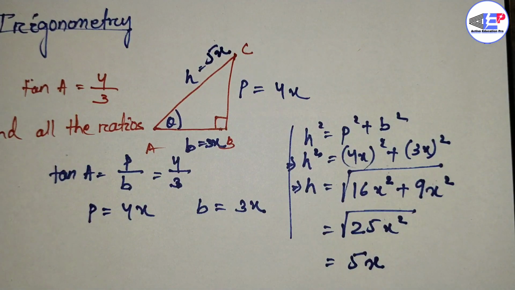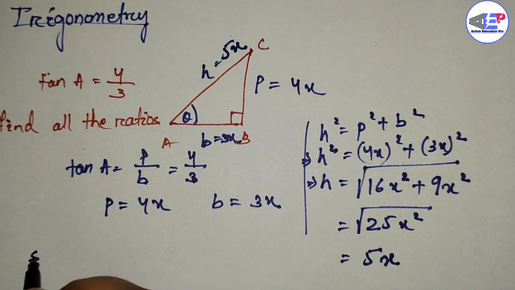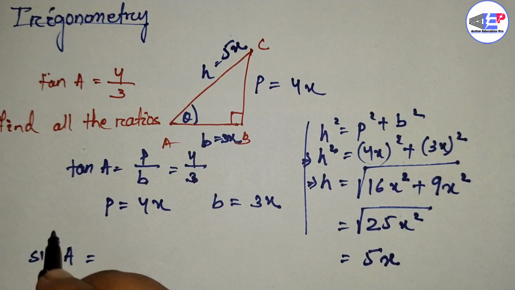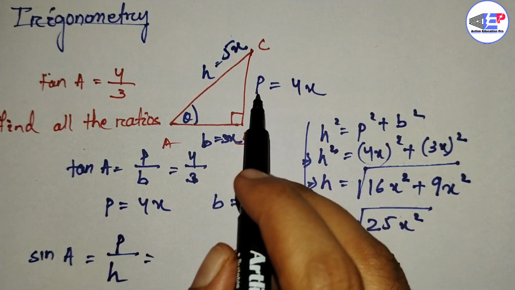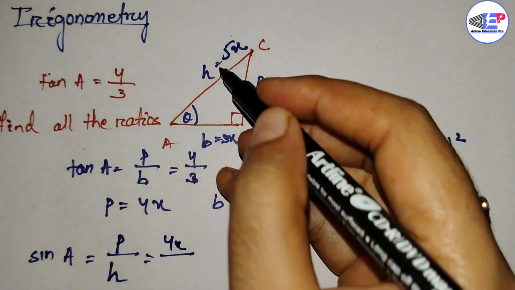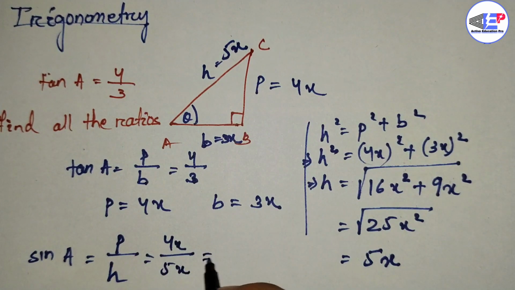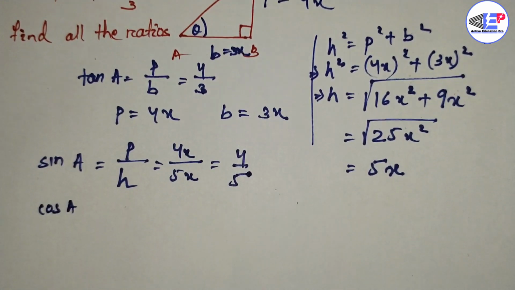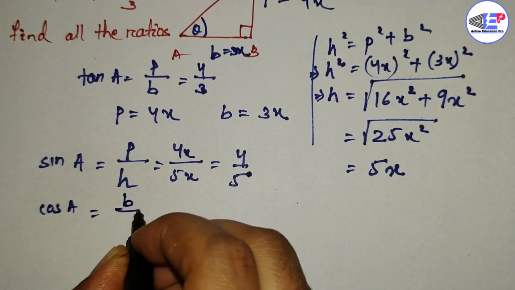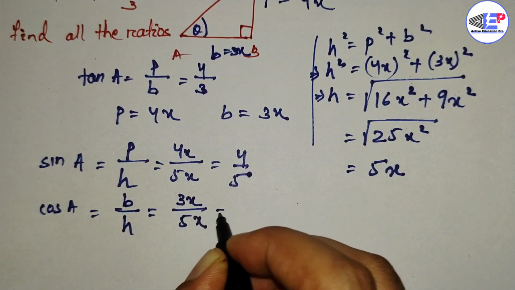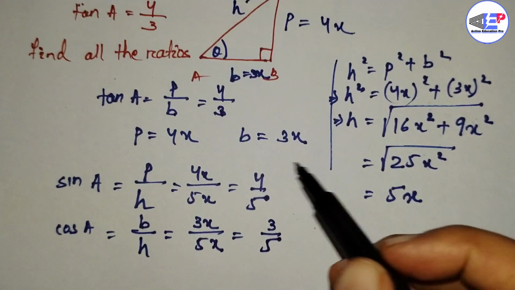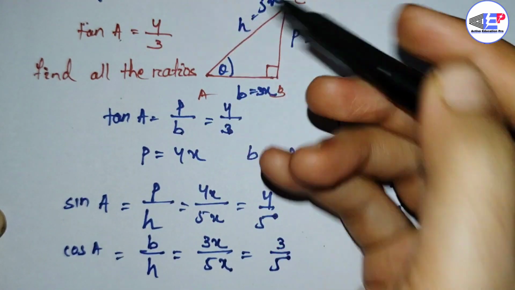Then we come to all the remaining ratios. The first ratio is sine A. The sine of any angle is the ratio between perpendicular and hypotenuse. Here the perpendicular is 4x and the hypotenuse is 5x, so the ratio is 4/5. Then cos A. Cos A is the ratio between base and hypotenuse. Base is 3x by 5x, so this is 3/5. And the next ratio is tan A, which is already given, 4/3.